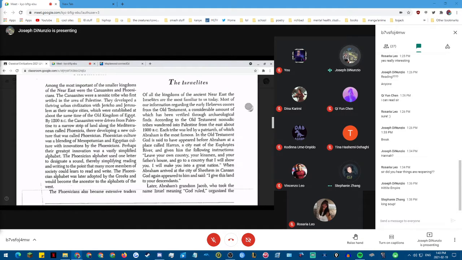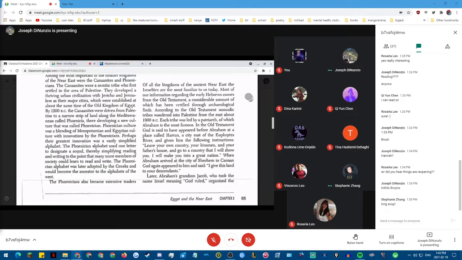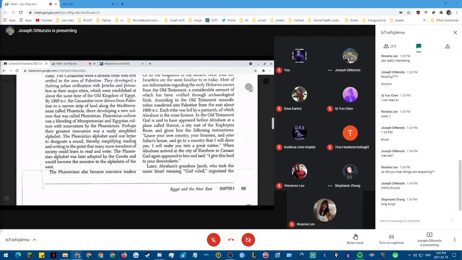When we think about the Phoenicians, we think about our alphabet. This is where it originated from. Phoenicia, which is now modern day Lebanon. The Phoenician alphabet used one letter to designate a sound, thereby simplifying reading and writing to the point that many more members of society could learn to read and write.